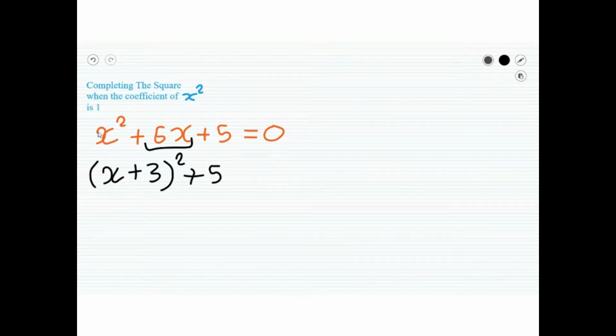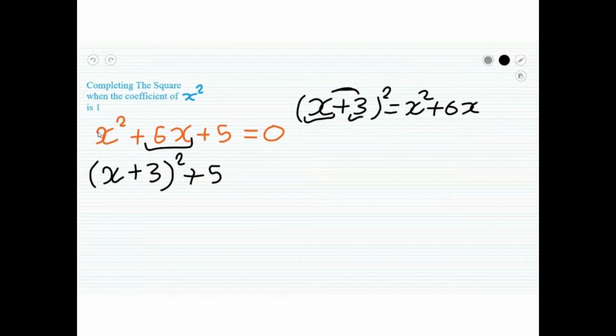Now I can't just leave it here because I've added something to the equation and I need to balance it. So let's try and figure out what we added to the equation. X plus 3 all squared, we know that it's going to be x squared, we're going to have our cross term multiplied by 2, 3x times 2, 6x, and we're going to have our last term squared, which is plus 9. That's x squared plus 6x plus 9.